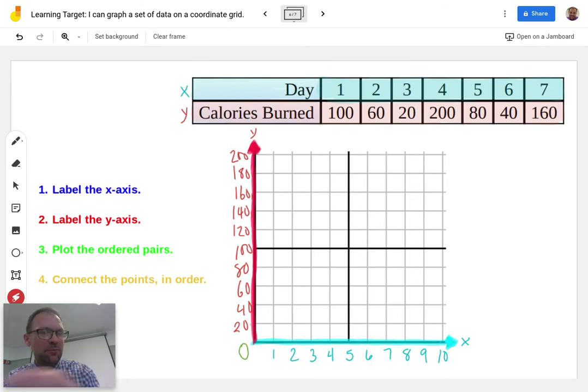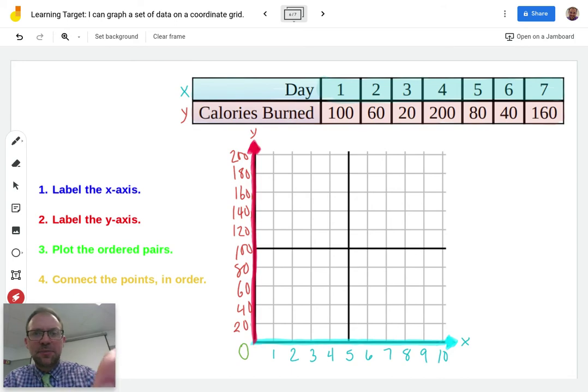Because if you've noticed, and I hadn't pointed this out, but if you've noticed, all the x-axis numbers today, all the data is going to be single digits. So every single time you can just label the x-axis with 1, 2, 3, 4, 5, 6, 7, 8, 9, and 10. It's the y-axis that's going to be a little bit tricky, and it's going to require you to study it to find the pattern in the numbers so that you can label it correctly.